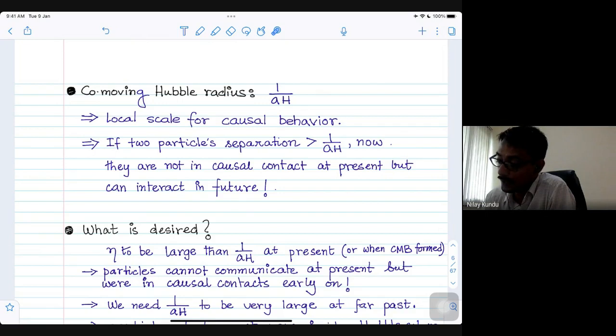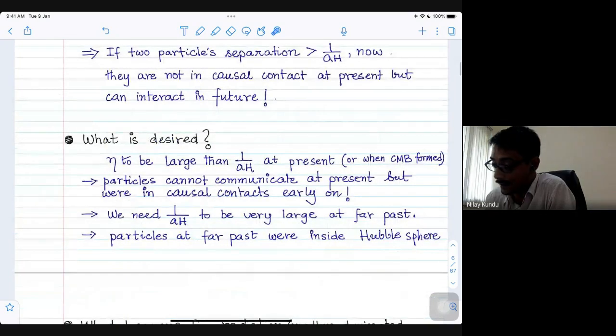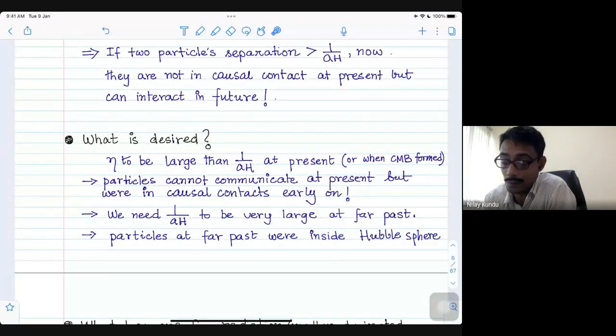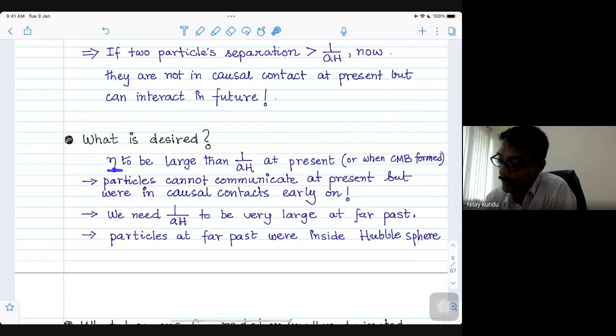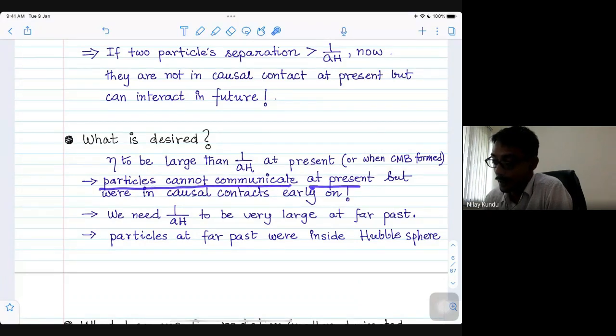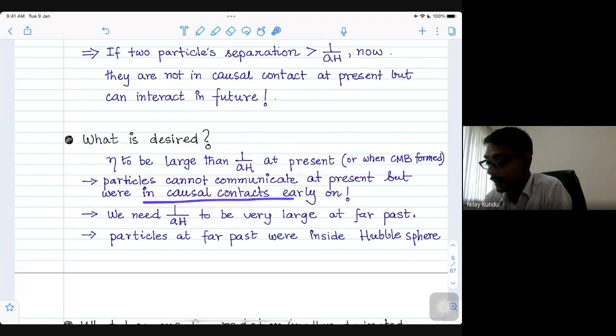So what do we desire when we say that we need inflation? What we mean is that this eta, the co-moving particle horizon, should be larger than the co-moving Hubble radius at present, or when the CMB formed. That means that particles cannot communicate at present, but they were in causal contact early on.